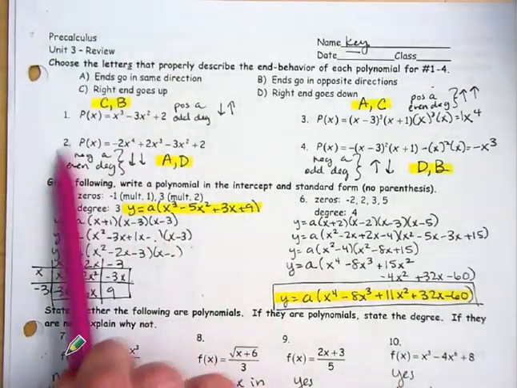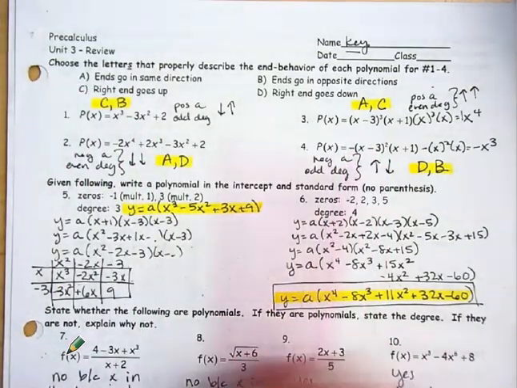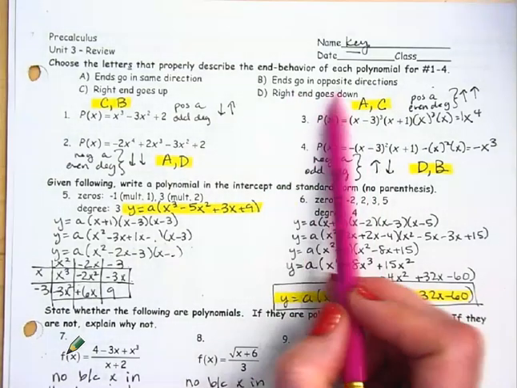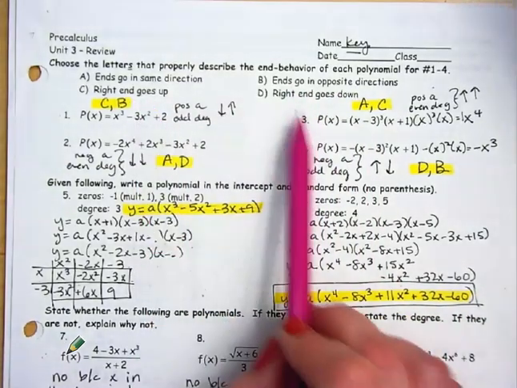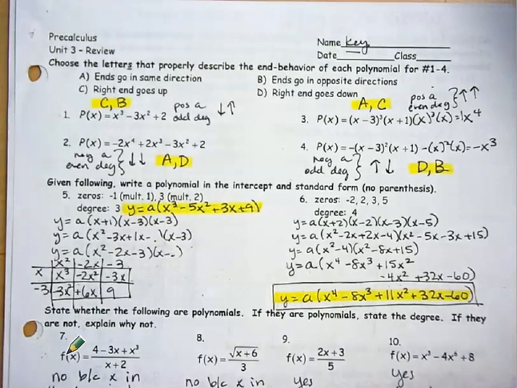So in this first section, we're given some polynomials and we're being asked to identify the direction of the ends, whether they go in opposite directions, whether the right end goes up and whether the right end goes down. The places you're going to look at are the degree of your function, whether it's even or odd, and then the a value, whether it's positive or negative.